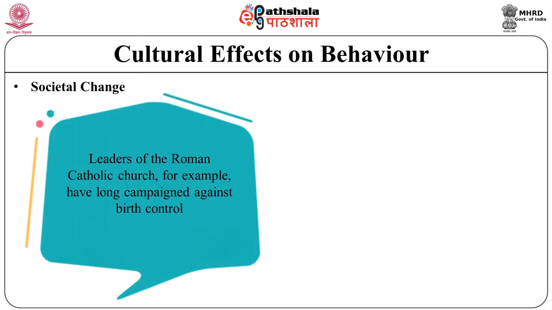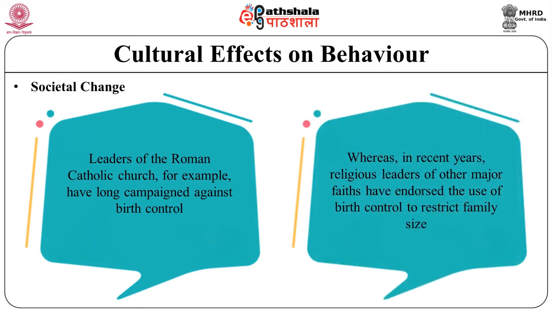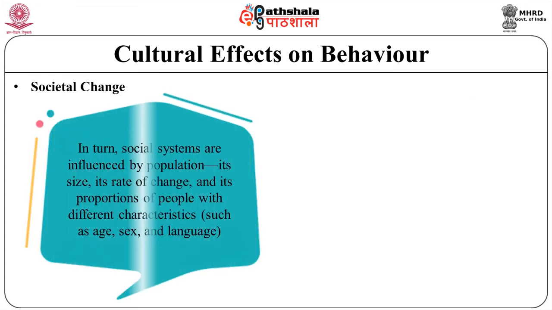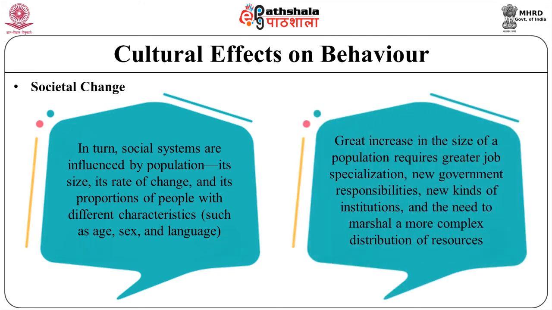Leaders of the Roman Catholic Church, for example, have long campaigned against birth control, whereas in recent years the religious leaders of the other major faiths have endorsed the use of birth control to restrict family size. In turn, social systems are influenced by the population, its size, its rate of change, and its proportion of people with different characteristics such as age, sex, and language.